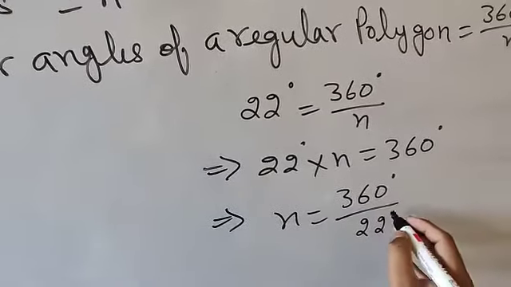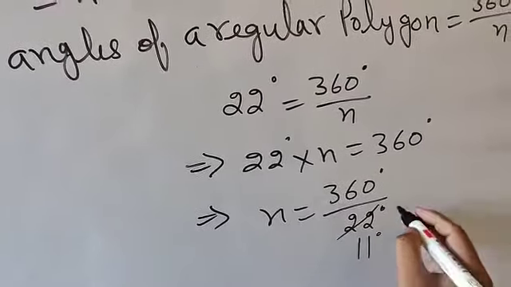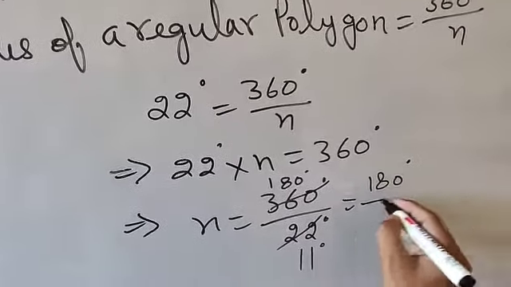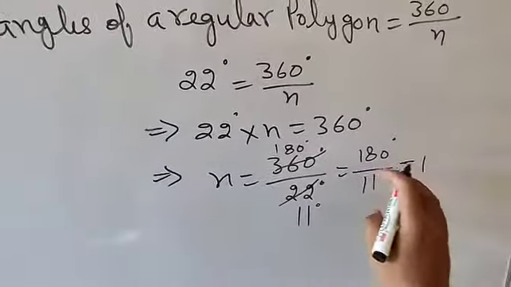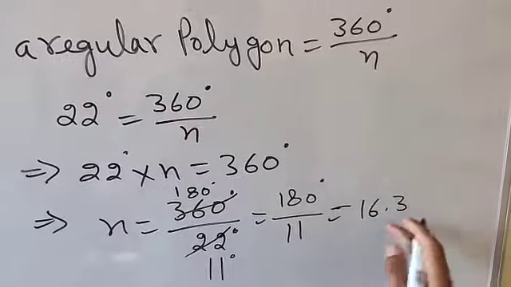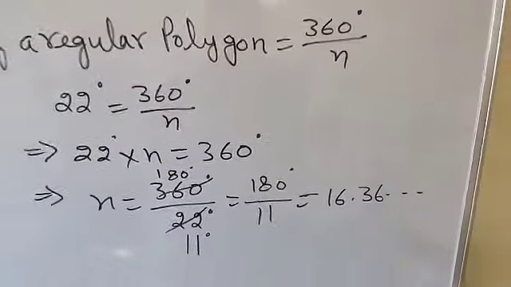So here both will be cancelled by 2. So 11 twos are 22, and 2 ones are 2, 2 eights are 16, so 180 degrees. So it is equal to 180 degrees upon 11. If you divide, 11 ones are 11, then 70, 11 sixes are 66, then 4, 11 threes are 33, and then 7, 11 sixes are 66. So it will be like this.